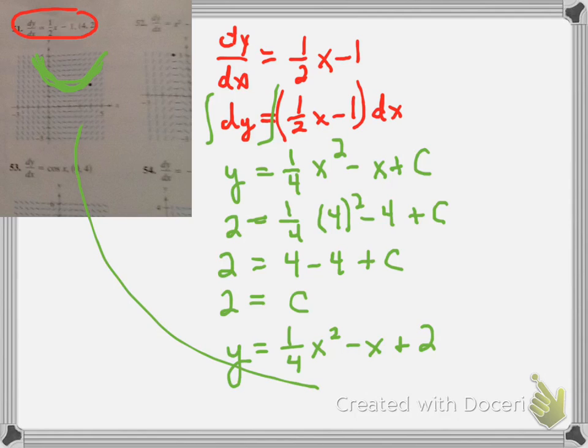Okay, and later on, as the year goes on, we will do this when there's an x and a y, but right now there's just an x. So that's your final solution.